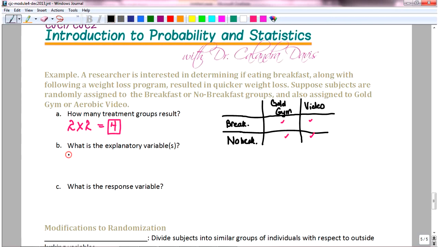The first one is whether they eat breakfast, so whether breakfast is eaten, and also the exercise type. Let's just say that. And the exercise type being the gym or watching the video.